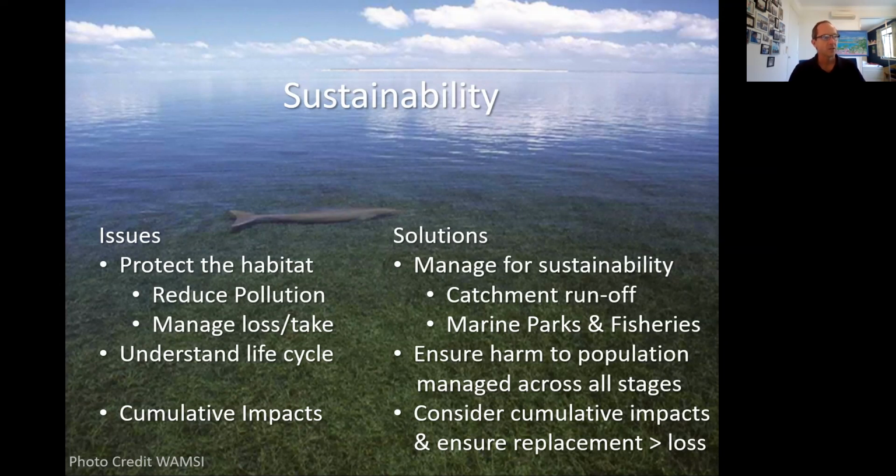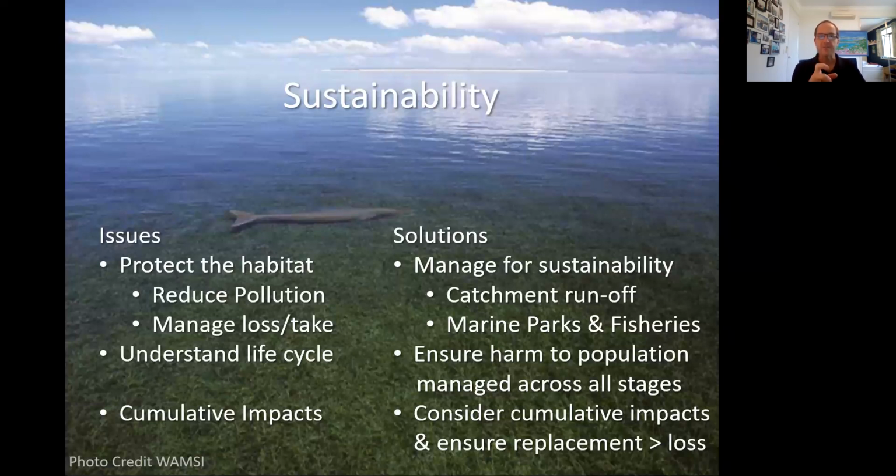The other one, building on that, is understanding the life cycles of the animals that we're concerned about and that we want to ensure sustainable practices are being followed for. And then thinking about cumulative impacts. I didn't talk specifically about that, but I touched on quite a lot of areas where the cumulative impact is. So it's really just thinking about all the things I've talked about in the lecture.